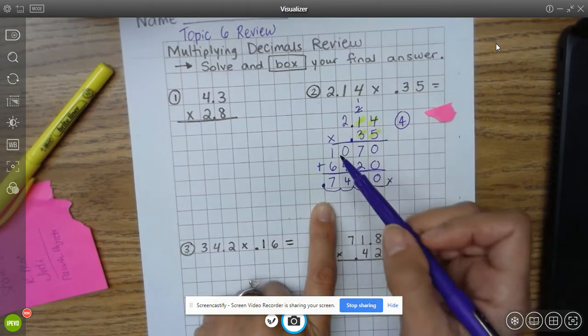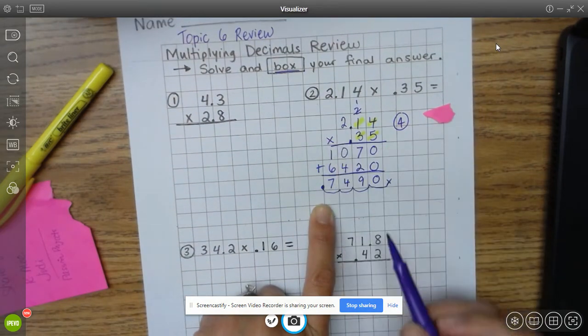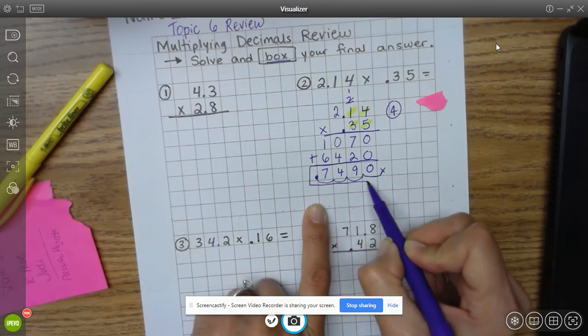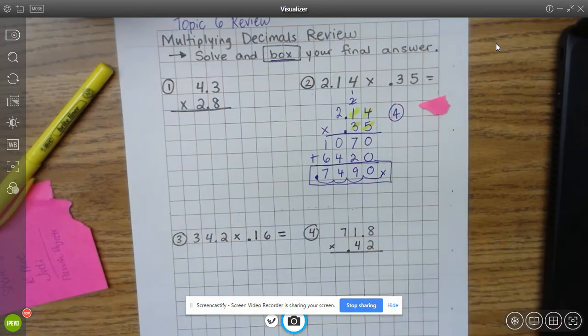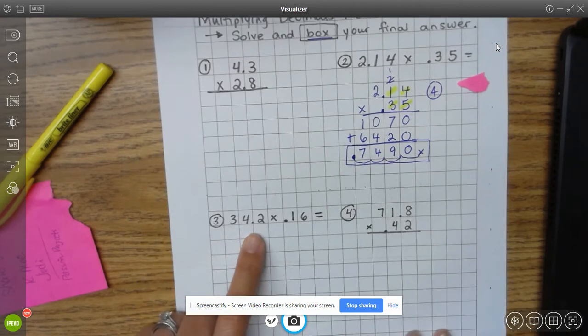You are asked here to box your final answer. So this is my final answer, so I'm going to put a box around it. Okay, I'm going to do one more sideways.